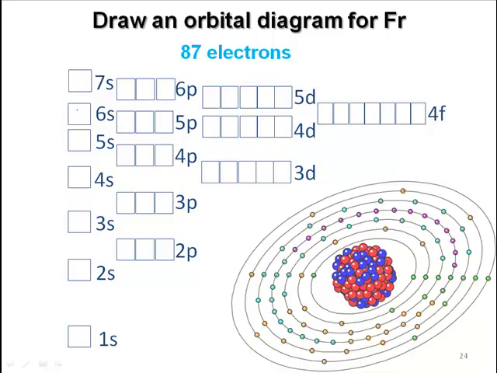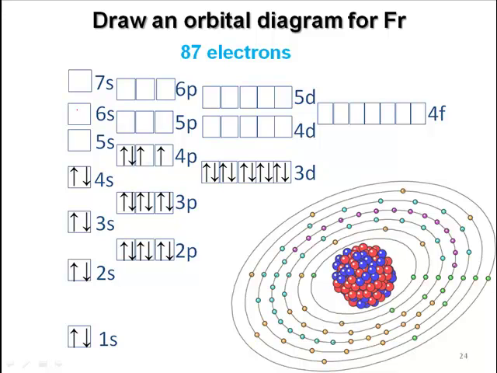We start filling them up one by one. 1s, 2s, 2p. What comes next? 3s. Then what? 4s. What comes after 4s? What comes after 3d? 4p. Don't go up to 5. What comes after 4p? Are you sure? What about the 4d? It looks like it's pretty low. No. 5s. And then what?